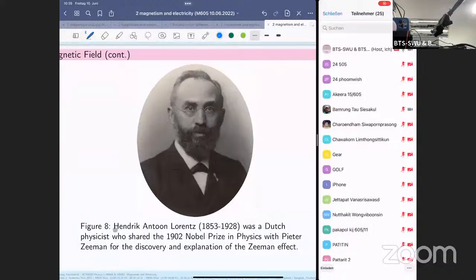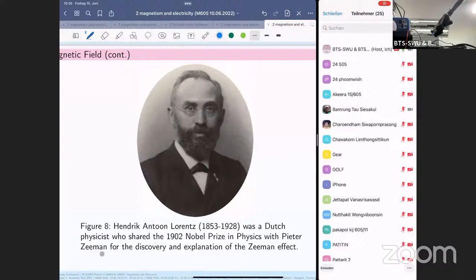His name is Henrik Anton Lorentz. He has already passed away, in 1928. His lifetime was around 80 or 90 years. He was a Dutch physicist, and he's famous because he received the Nobel Prize in Physics in 1902 with another person, who is also famous, Peter Zeeman.